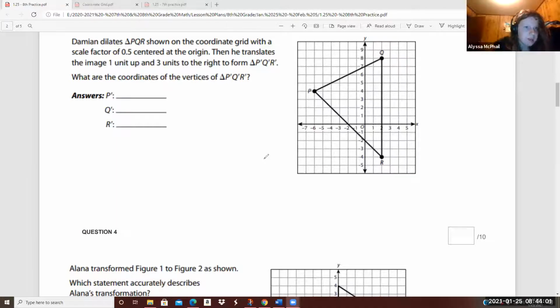Amy dilates triangle PQR shown on the coordinate grid with the scale factor of 0.5 centered at the origin. Then he translates the image 1 unit up and 3 units to the right from triangle PQR. What are the coordinates of the vertex of triangle PQR? How many transformations did they tell us about? 2. What's the first one?